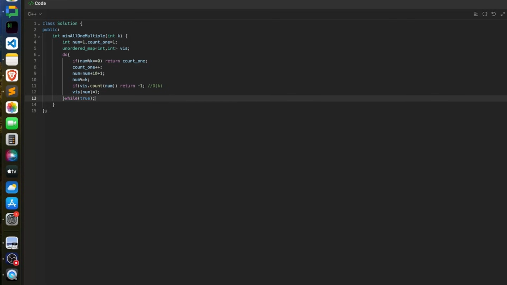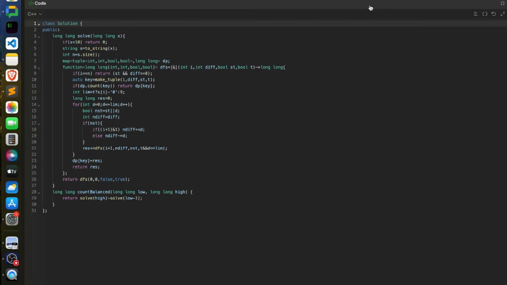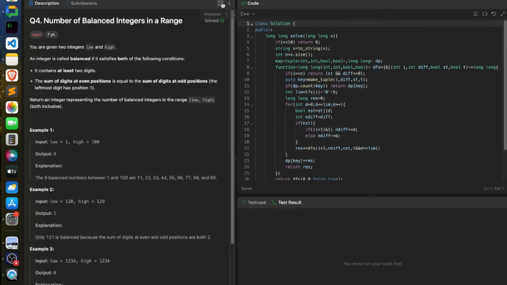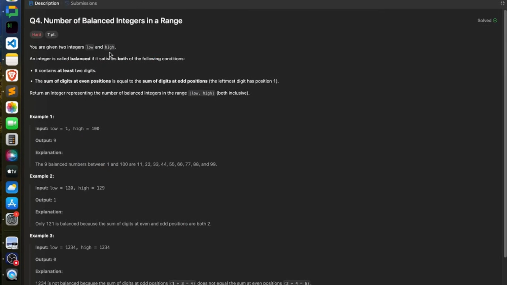Now let's look at the fourth problem. In problem 4, you are given two integers low and high. Now an integer is called balanced if it satisfies both of the following conditions. First condition, it must have at least 2 digits. The second condition, the sum of digits at even positions must be equal to the sum of digits at odd positions, right? And the first digit is at position number 1. Now we have to find out the number of balanced integers in the range low to high, right?